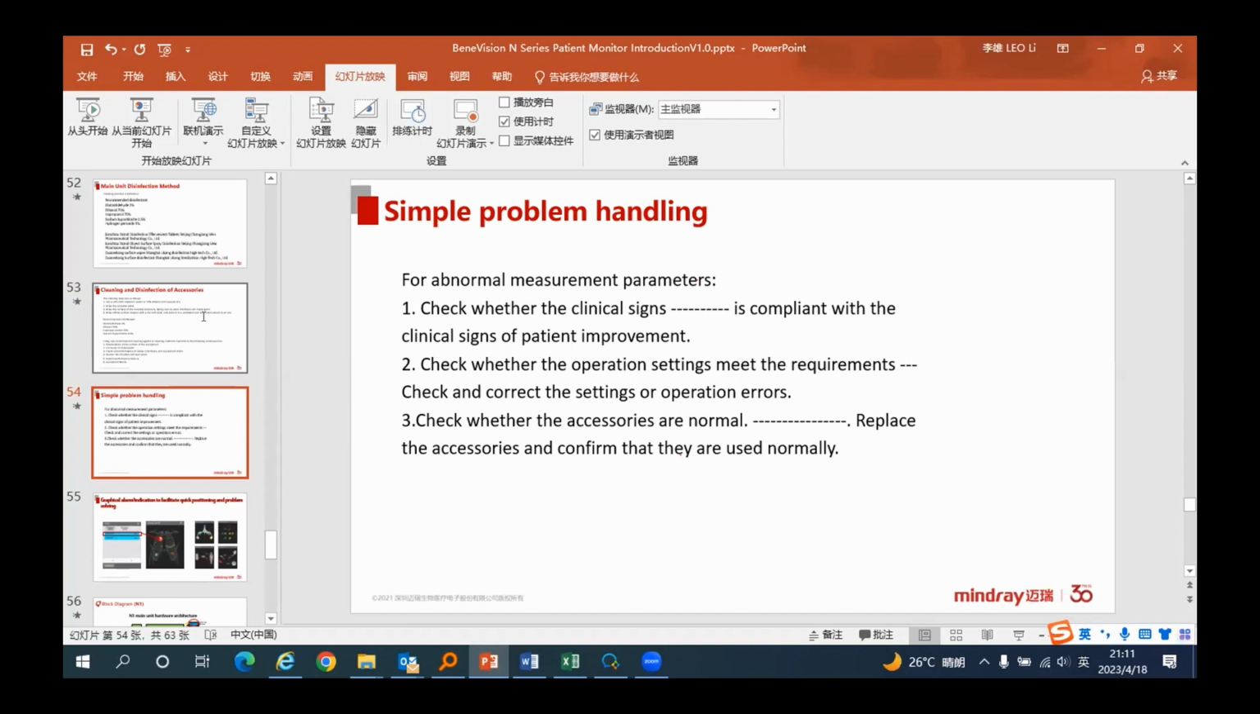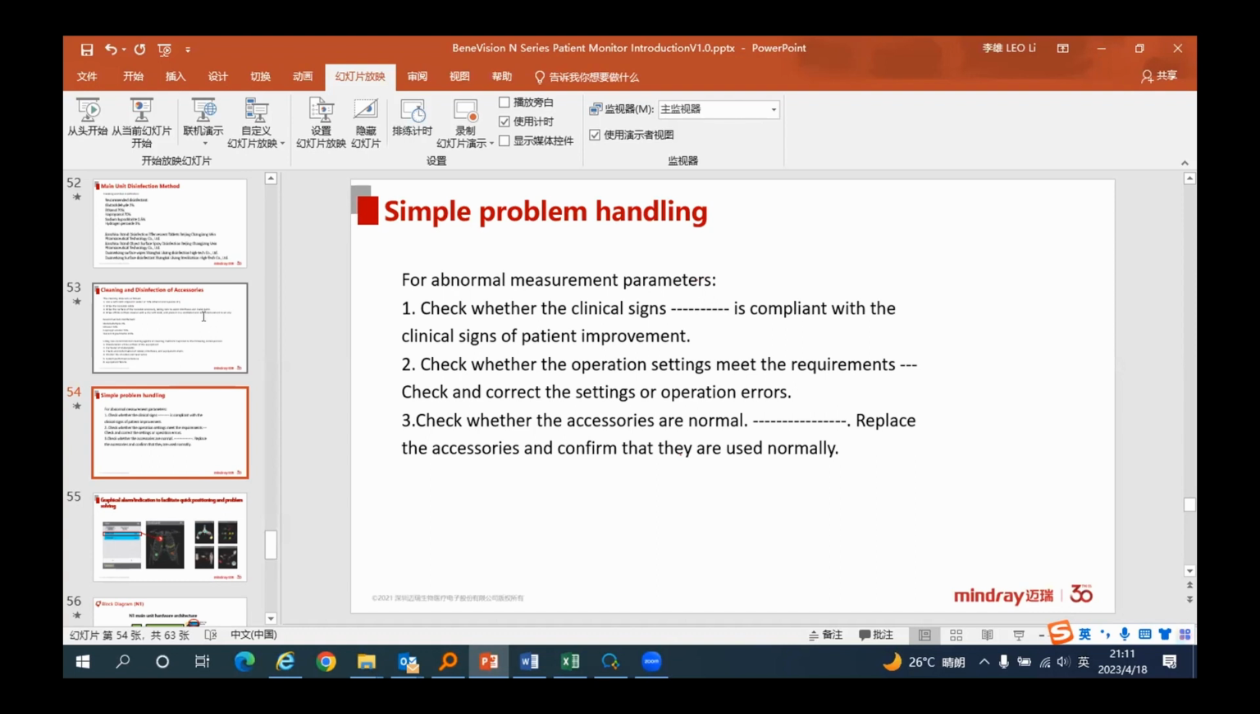And then we need to check if the accessory is suitable. For example, for NIBP, we have different sizes of NIBP cuff. So is the NIBP cuff the suitable one or not? And then we can check if the accessory is normal or not. We can replace it with another accessory and confirm it works normally in another patient monitor.